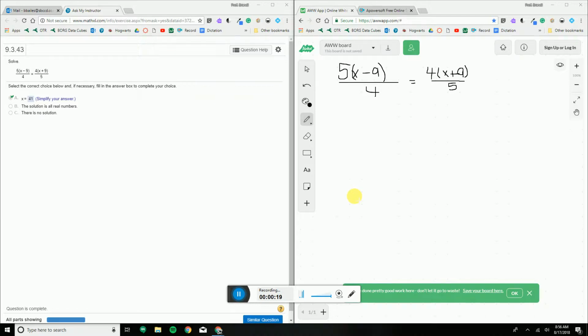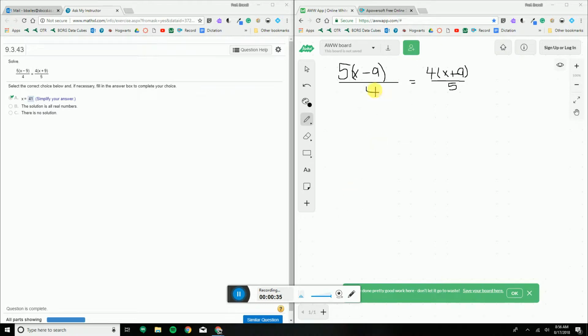So let's talk about the method of clearing fractions. There are other methods for solving these, and if you know those methods and are comfortable with them, I'm fine with that. I do not care what method you use on the exams, as long as I can understand the process that you used on the exams.